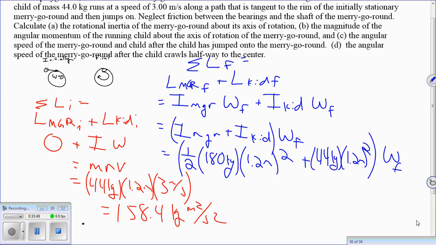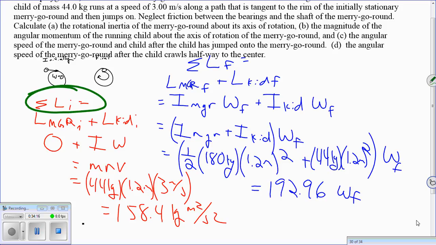All right, so what does that giant mess there in the parentheses give you? It gives you 192.96. So this is 192.96 omega f. Yes, exactly. All right, and so, like Alex just said, the whole premise behind this is our total initial angular momentum ought to equal our total final angular momentum, because there are no external torques being provided to the system. So now we're done, right?